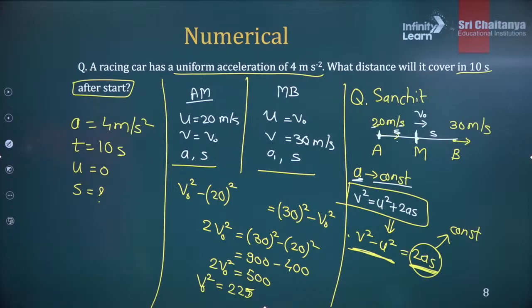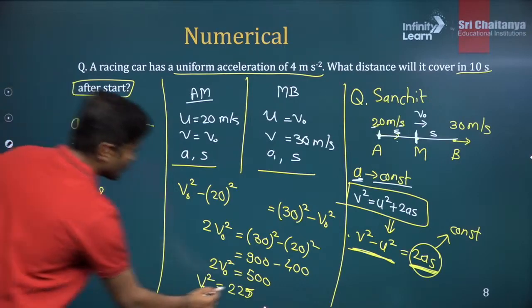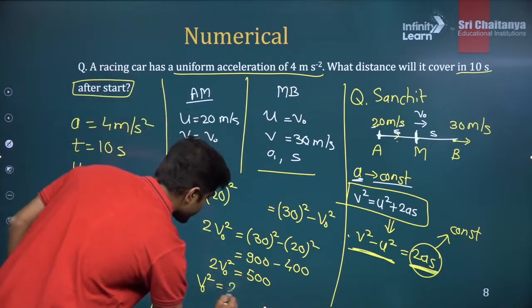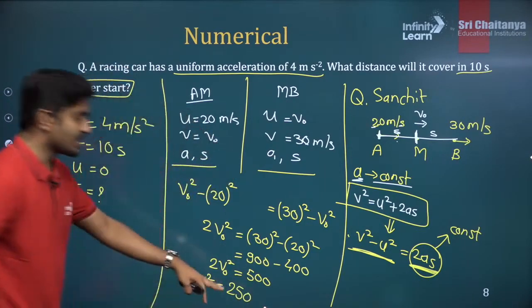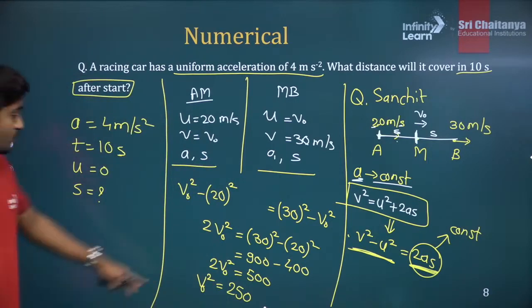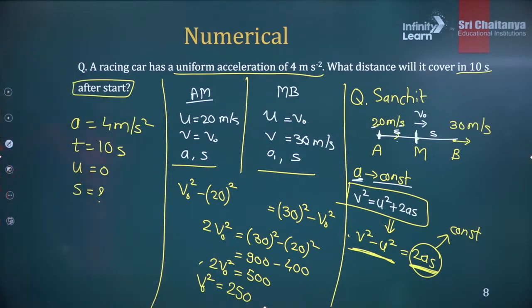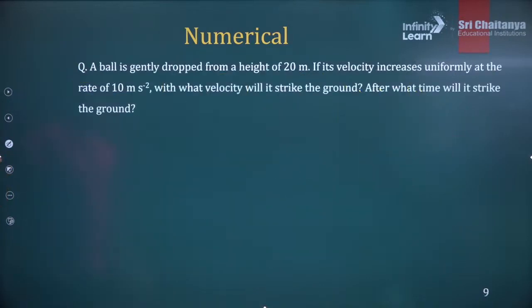Okay, sorry, my mistake. Here, this is not 225, it is 250. 500 divided by 2 is 250. So just take the square root to get v0, and you will get the answer. Alright. Okay, solve this question.